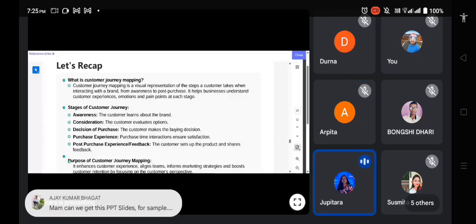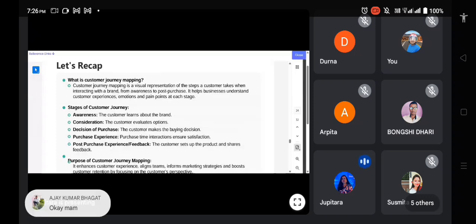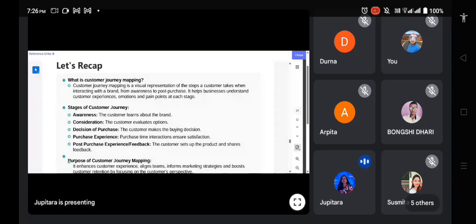It is in your LMS. Open your LMS, Ajay. Your ID is GEE10743. I think you know your password, right? So accordingly, you open that, you go to customer journey mapping in customer engagement tab. Okay, you'll find there this customer journey mapping.